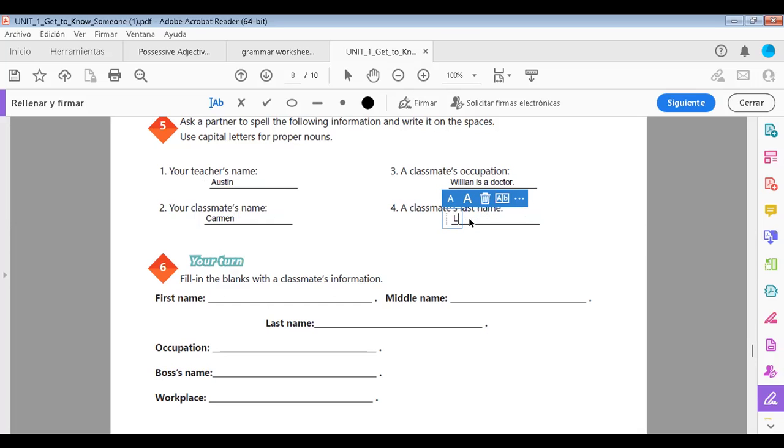Ah, okay, don't worry. López. And in here, you have to fill in the blanks with a classmate's information. First name, middle name, last name, occupation, boss name, and workplace.